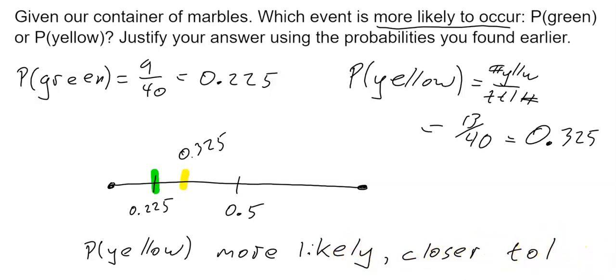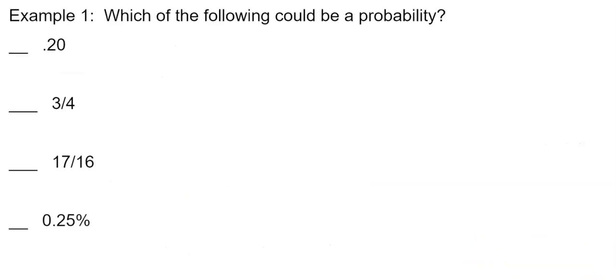It's closer to 1 than green is. So boom. So if I want to look at these, which of the following could be a probability? If you look back at our rules, all probabilities need to be between 0 and 1. That is our big rule for probabilities. Every probability can be written as a decimal or a percent, so that's okay.